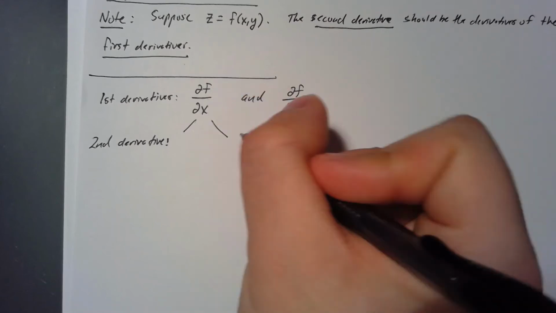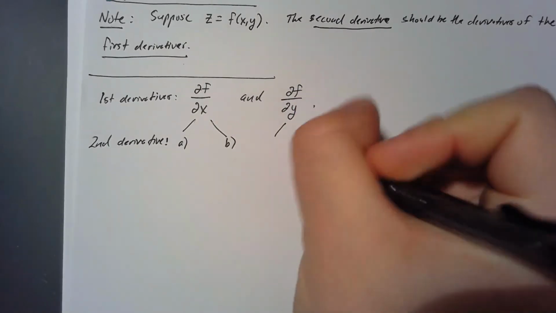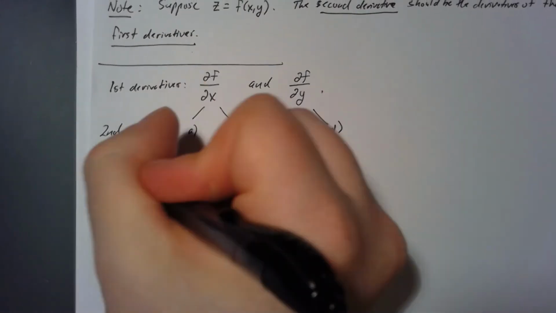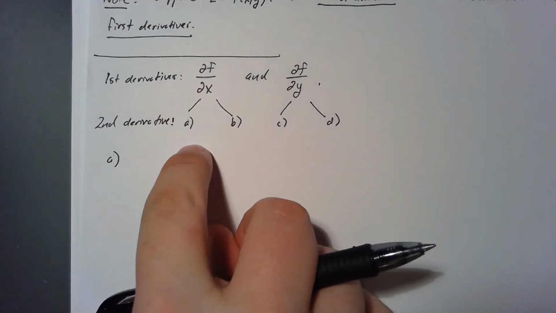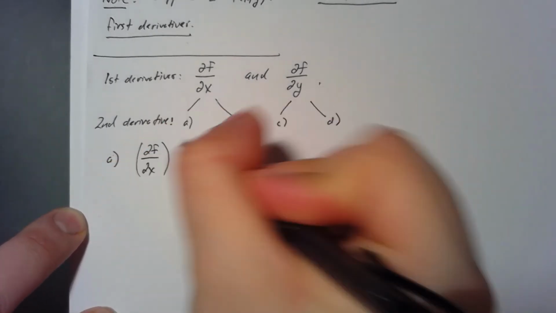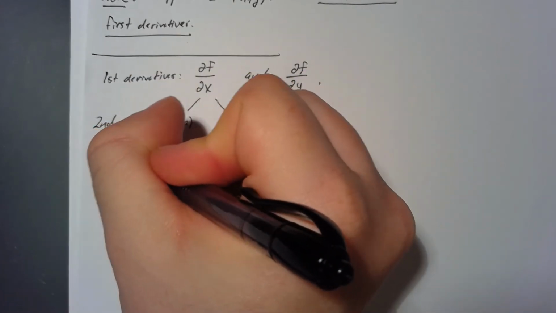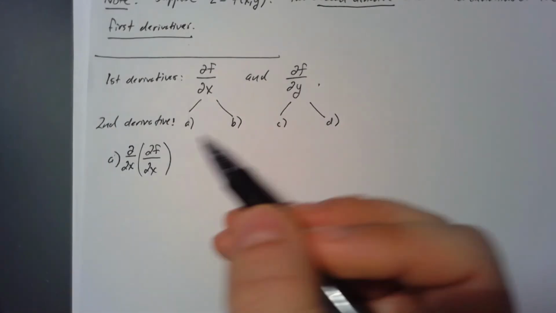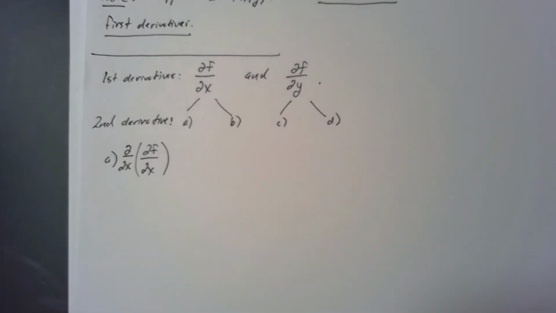So let me make this look a little bit better. This is going to branch out into a and b, and this is going to branch out to c and d, and I'll be able to write those out down here. So a is going to look like, well, this is going to be the derivative of this with respect to x. Right? I'm going to have this, and that's going to be differentiated with respect to x. And that's what I have here. This is not 2x, that's fancy d. So this is going to be differentiated with respect to x.